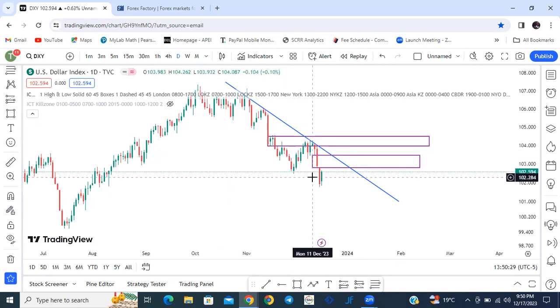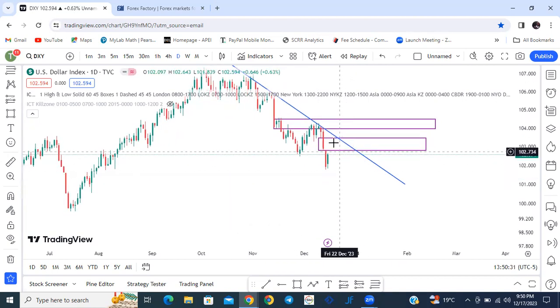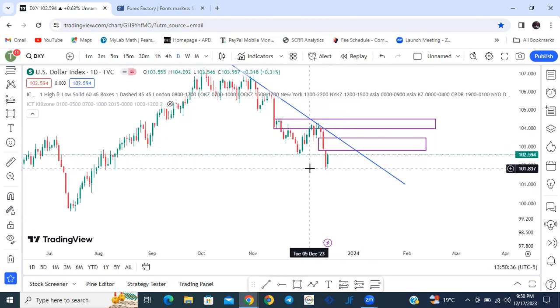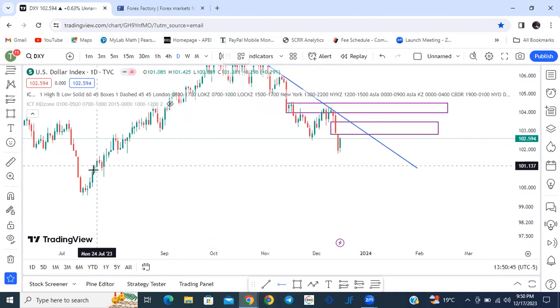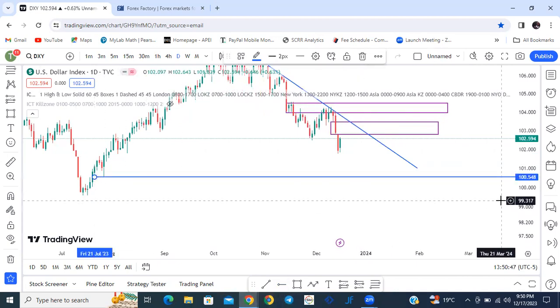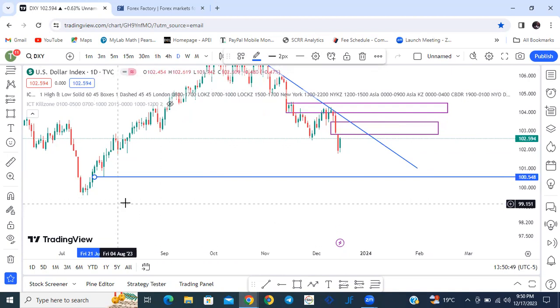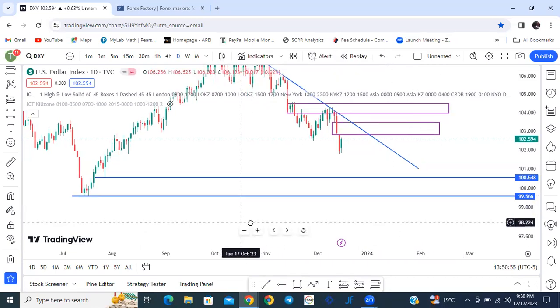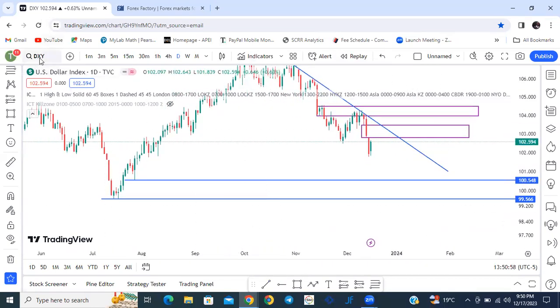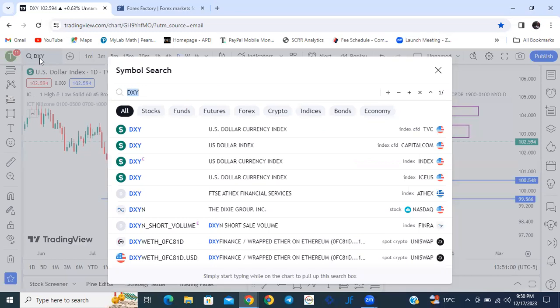But on the downside, if it respects this fair value gap and the trend line, then we'll be looking at 101, and the next level we want to see the DXY reach is around 100.50, and then maybe around this level, if it continues on the downside. The next thing we need to look at is gold.